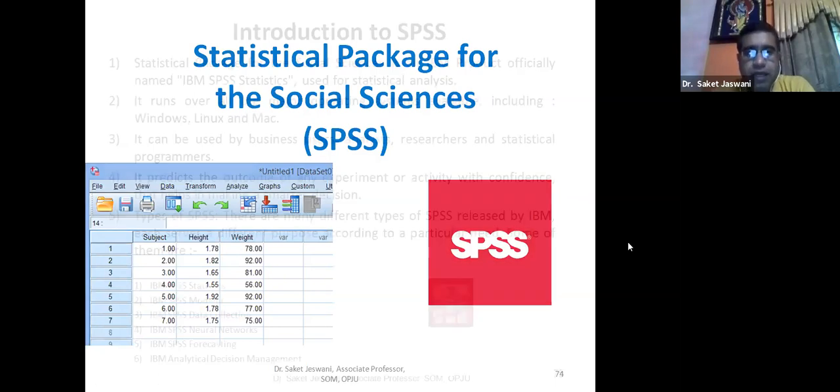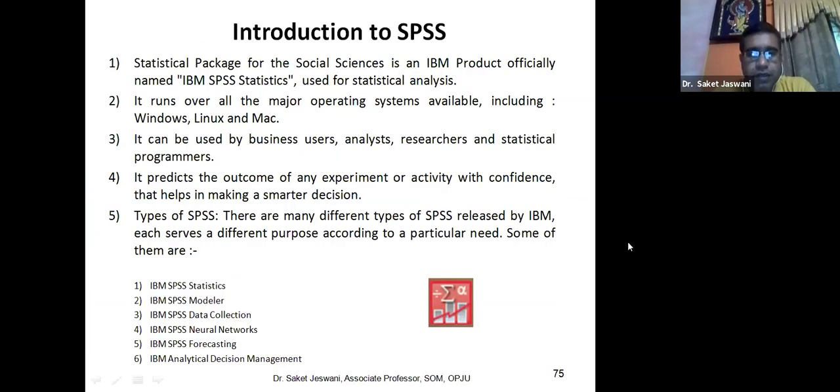It's a typical IBM package. The IBM company has launched its software SPSS and Amos also. There are various other software for various purposes. SPSS Statistics is the first one, the typical SPSS. There is Modeler, there is a data collection tool, there are neural networks, there are forecasting tools and analytical decision management tools also. SPSS Statistics includes SPSS itself and the Amos software. These two software are there. Okay, so how do we need to work on data?